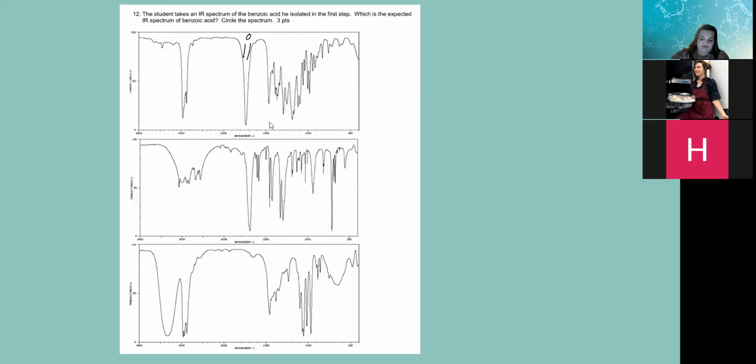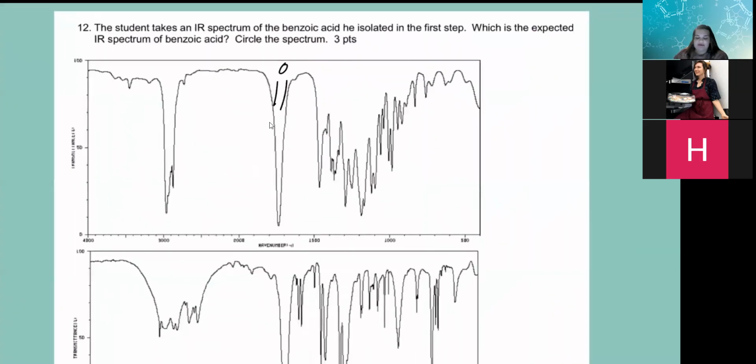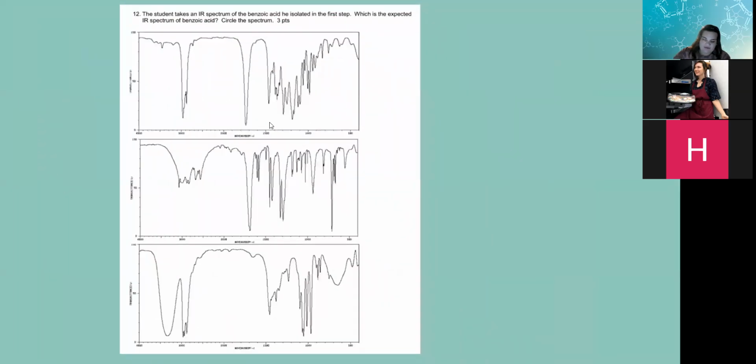So let's do this. The student takes an IR spectrum of the benzoic acid he isolated in the first step. What is the expected IR spectrum of benzoic acid? So what I'm going to do for you is label these A, B, C, and I'm going to go ahead and pull it. Which one of these guys is carboxylic acid? A, B, or C?